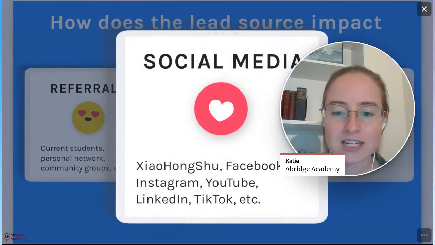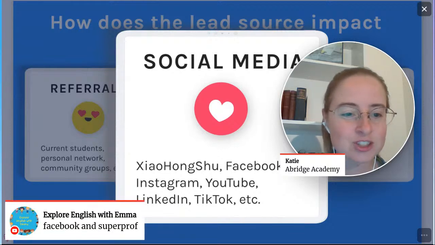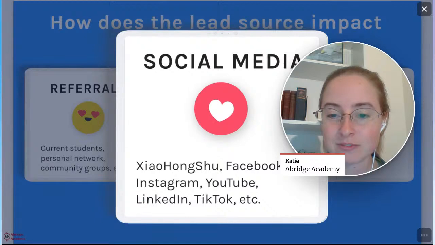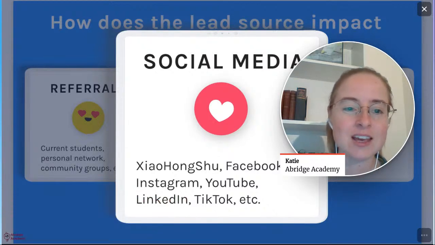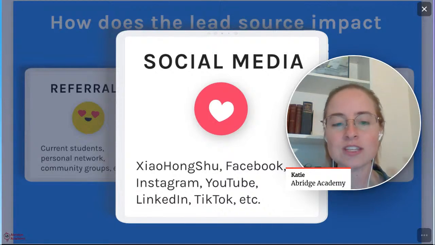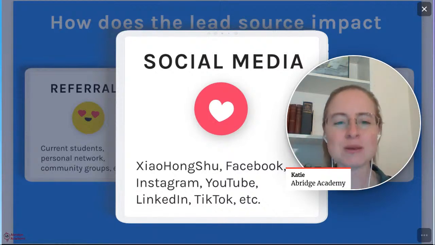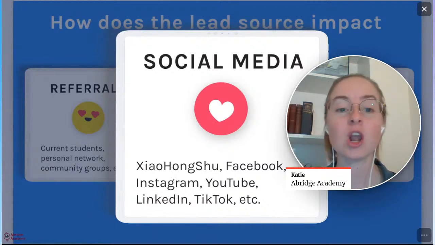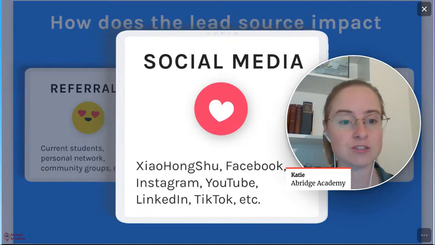Our next source of leads here is social media. And I see Emma's commenting here, Facebook and SuperProf. Yeah, it's a kind of marketplace platform. Fantastic. And Tanya was saying earlier about Xiaohongshu. So social media platforms like Xiaohongshu, Facebook, Instagram, YouTube, LinkedIn, TikTok, these are mass, viral kind of channels where you can reach lots and lots of people with a relatively small amount of individual attention to each person, right?